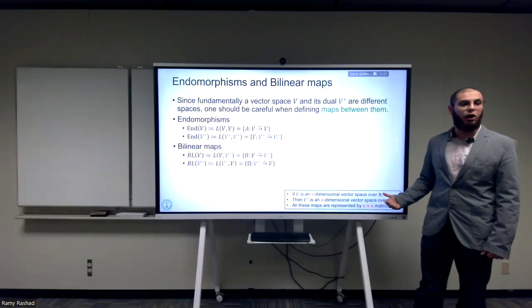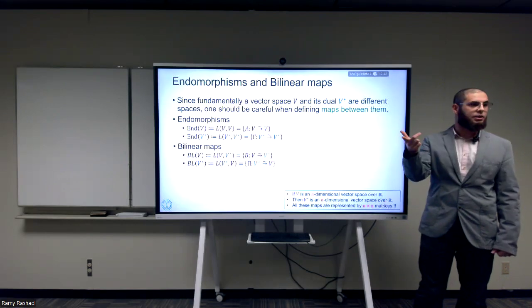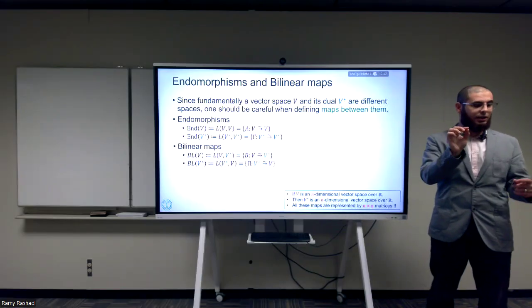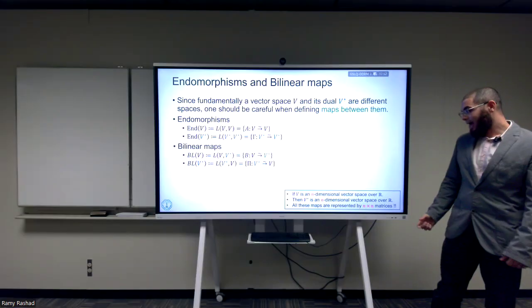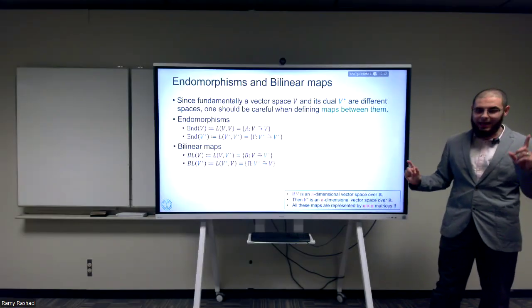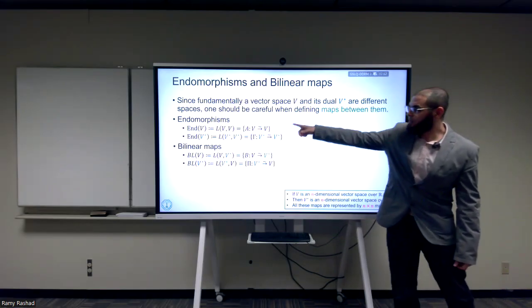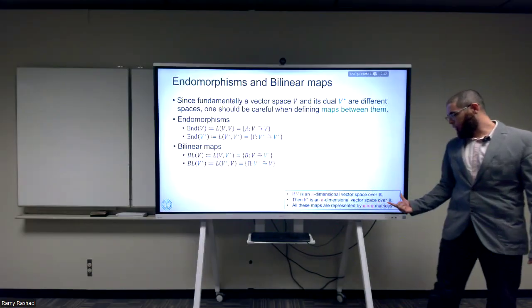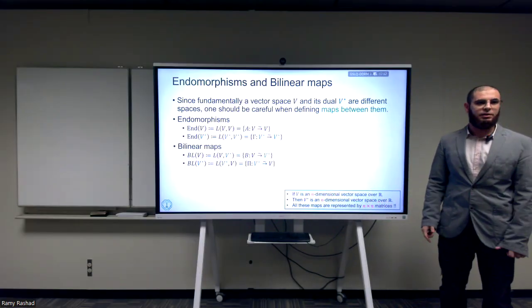When I say the field R, what do I imply here? R, plus and multiplication. I'm talking about the multiplication and the addition, not just the set. And V star is also an n-dimensional vector space over the same field. Then all of these four maps, if you take any element of here, you represent them by n by n matrices.